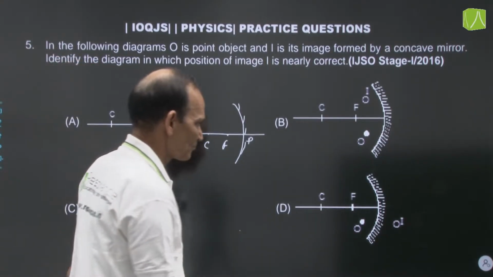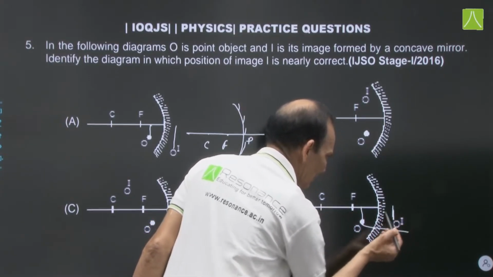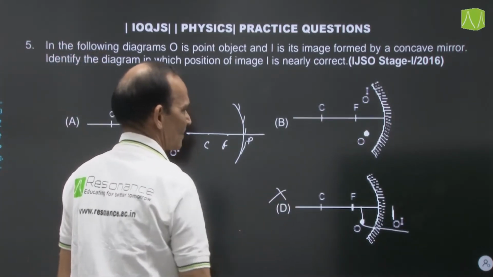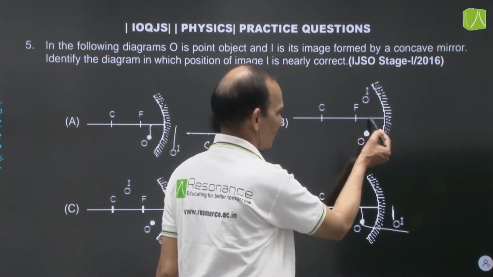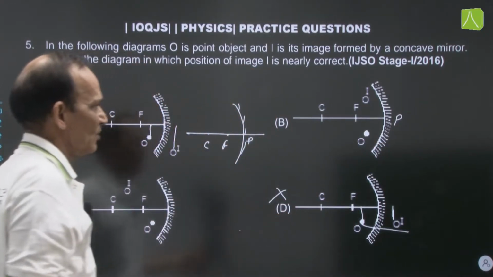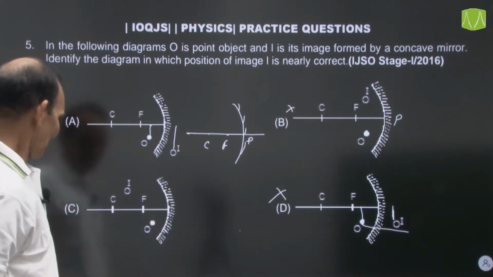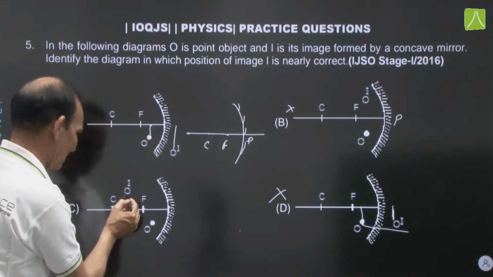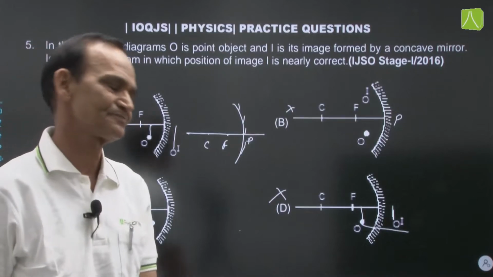Now think about D. It is smaller, but it is also smaller in comparison. Image is formed diminished, so it is not correct. It may be correct, but think about this one. Object is placed between focus and pole, so image is also between focus and pole. It is not possible, so it is not correct. Object is placed between pole and focus, and image is between F and P. Not possible. So correct option is A.